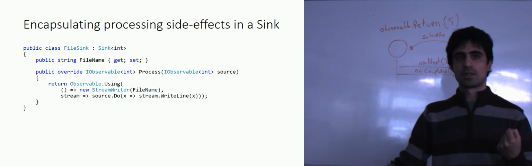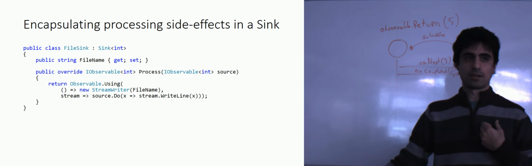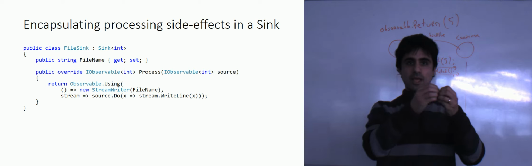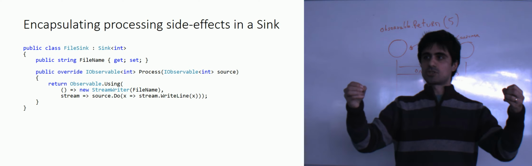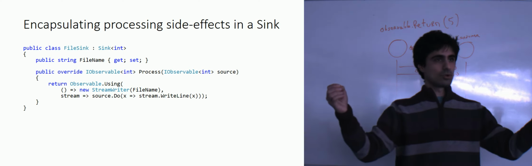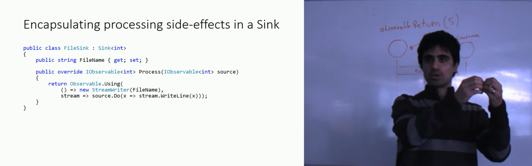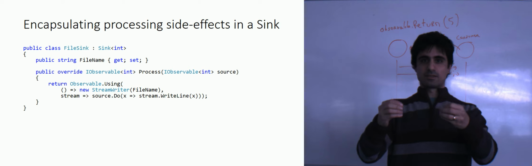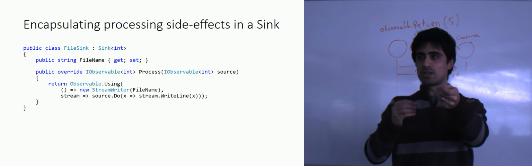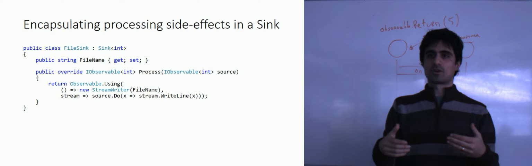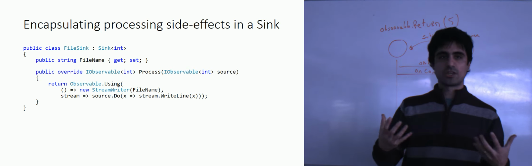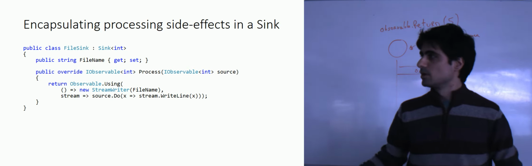For example, the common example is saving data to a file. So from the point of view of the data stream, it doesn't change anything. The same values will come in and they will go out exactly the same, but the process of saving them to disk is a side effect of the computation. So in this case, we're not changing anything about the data stream.